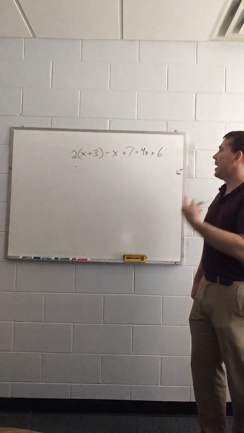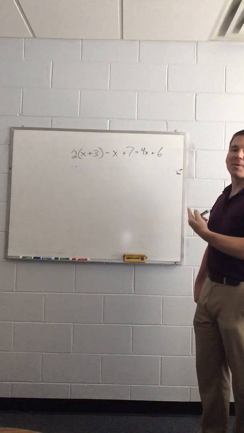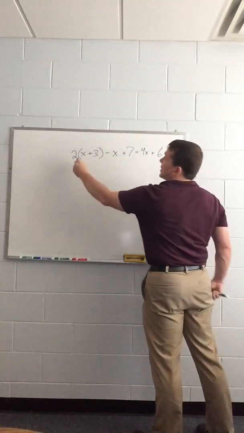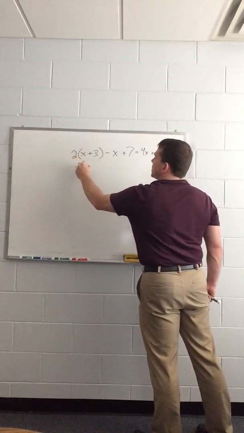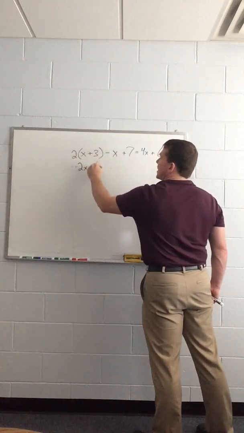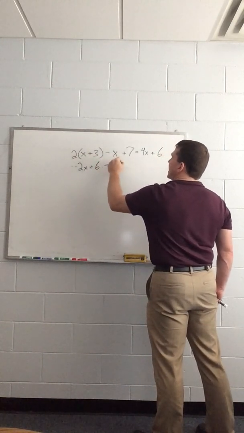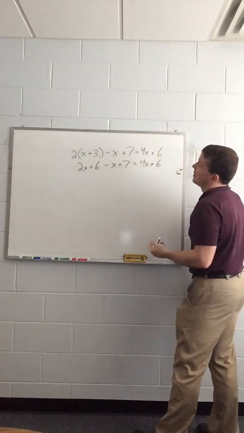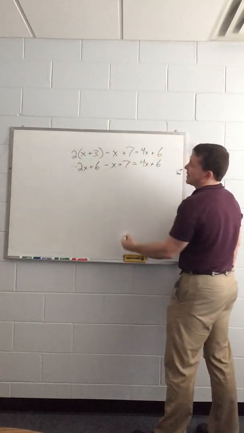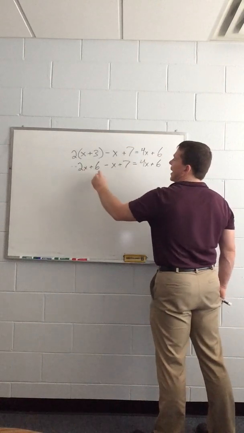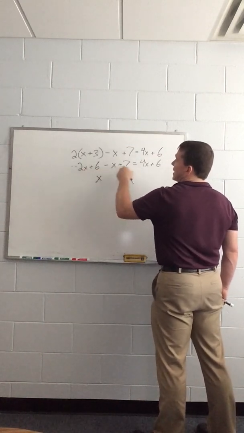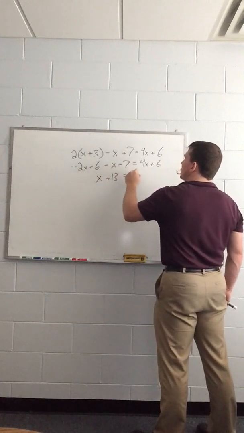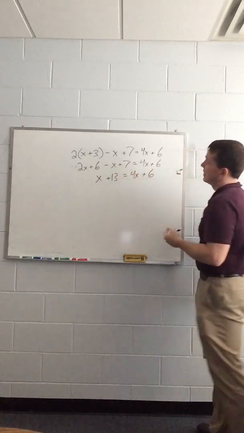And again, I'm aware you probably all know how to solve that, but just to work through the steps, first I have parentheses, so I distribute. 2 times x is 2x, plus 2 times 3 is 6, minus (x plus 7) equals 4x plus 6. Now on the left, I can combine like terms. 2x minus x is just x. 6 plus 7 is 13, equals 4x plus 6.